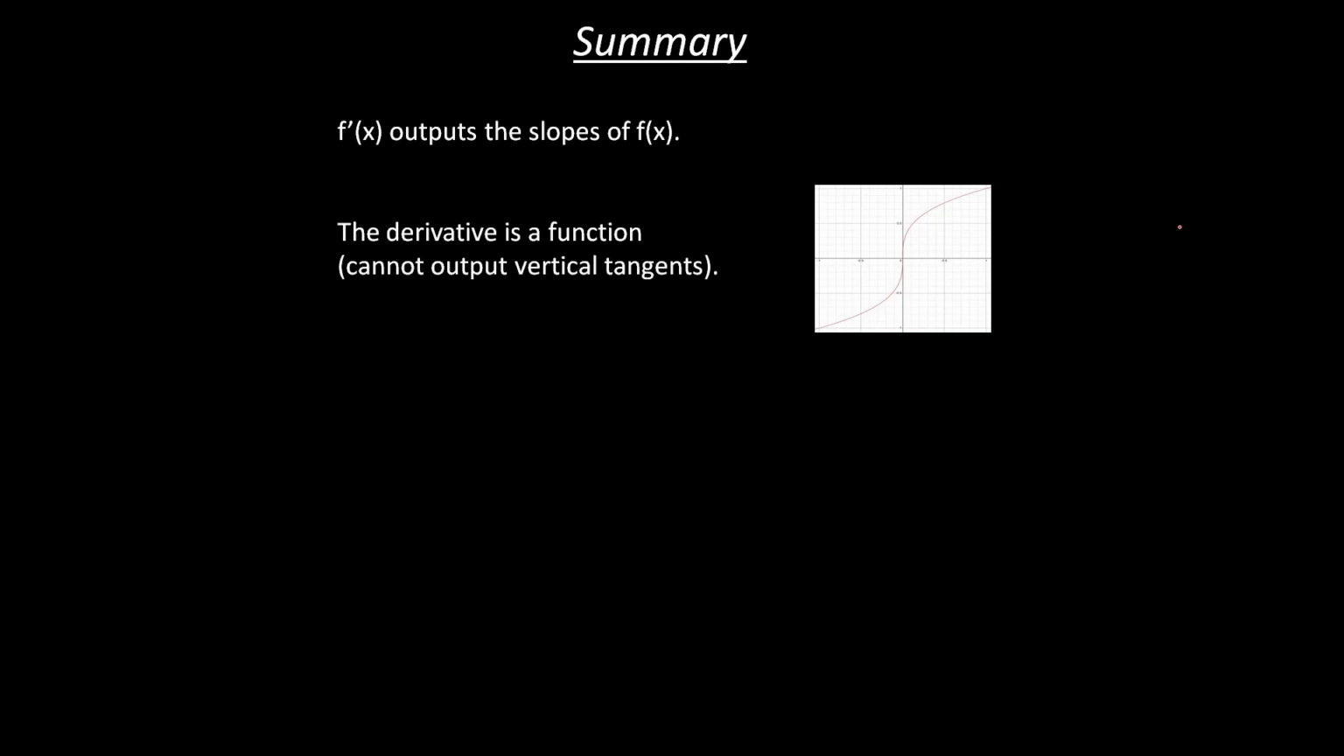So in summary, the derivative is a new function that you're learning. And this new function outputs the slopes for the function f. The derivative is a function. And what this means then is the derivative cannot output vertical tangents, because a vertical line is not a function.